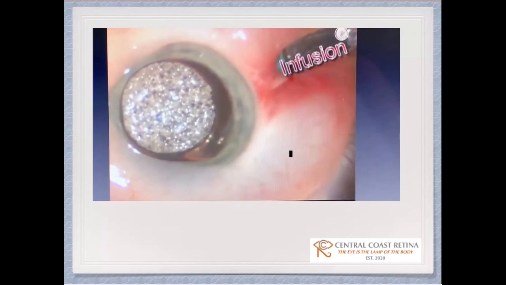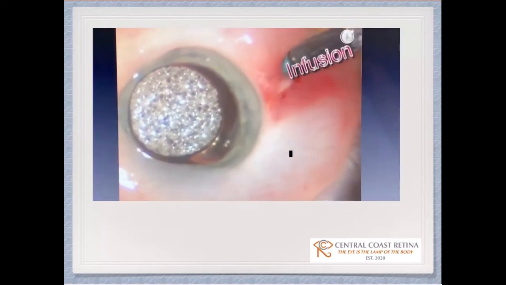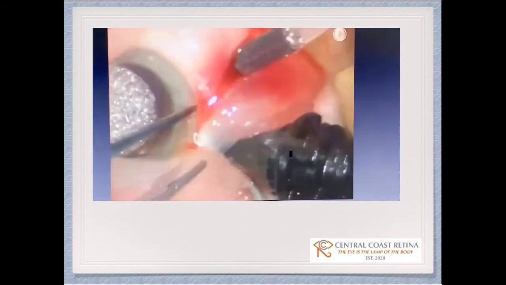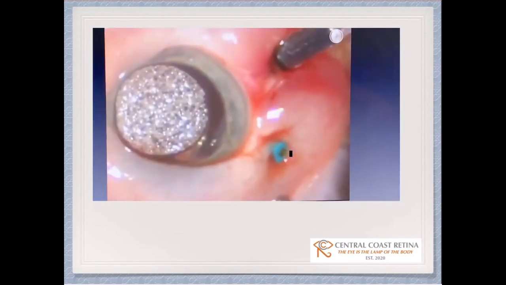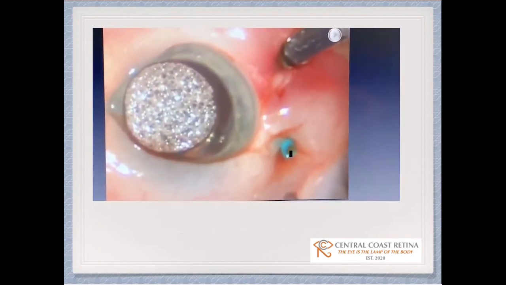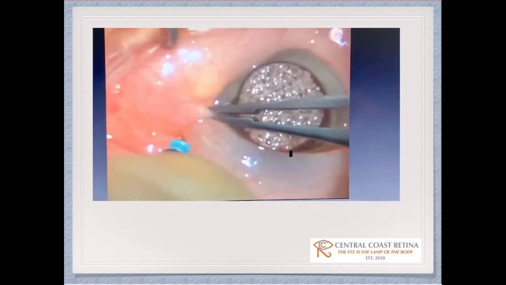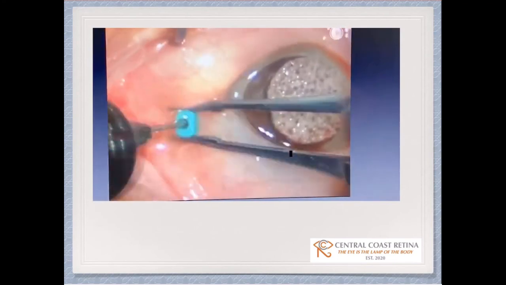So the first line that we put in is an infusion line, which is a way to keep the eye formed and inflated for us while we're working inside. And it's usually pressure controlled, and we have direct control over that. These are the other trocars that we put in.